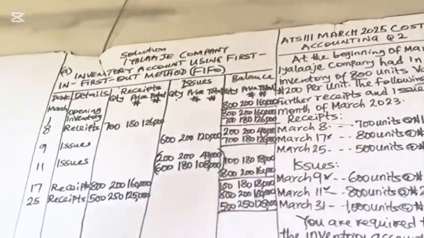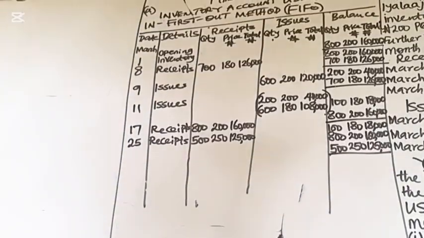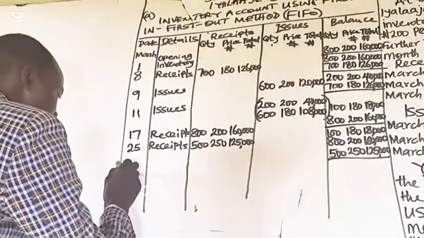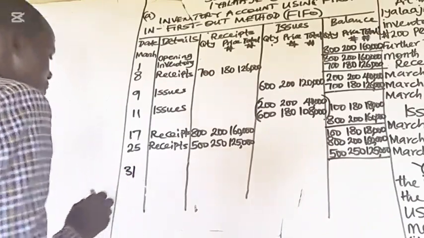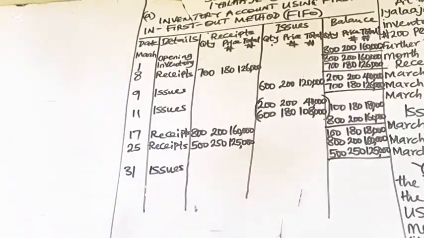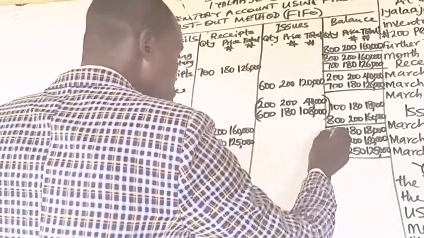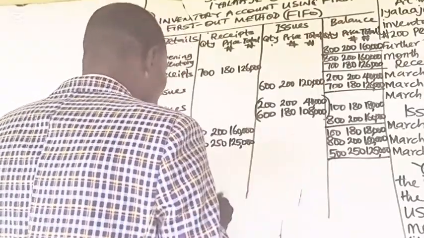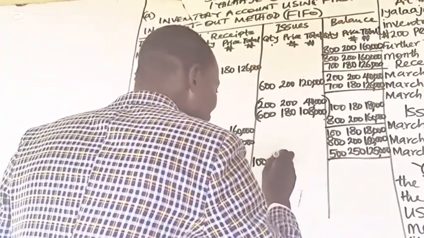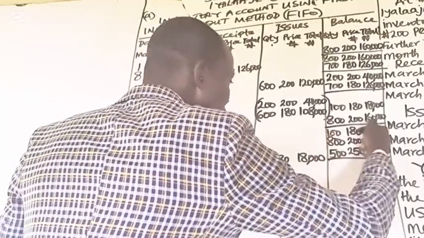So now you want to issue 1,000 units, on the 31st of March. But what you had before, the oldest one in the batch, in the store is 100. That means you first have to issue the 100 at the price of 180. That gives us 18,000.